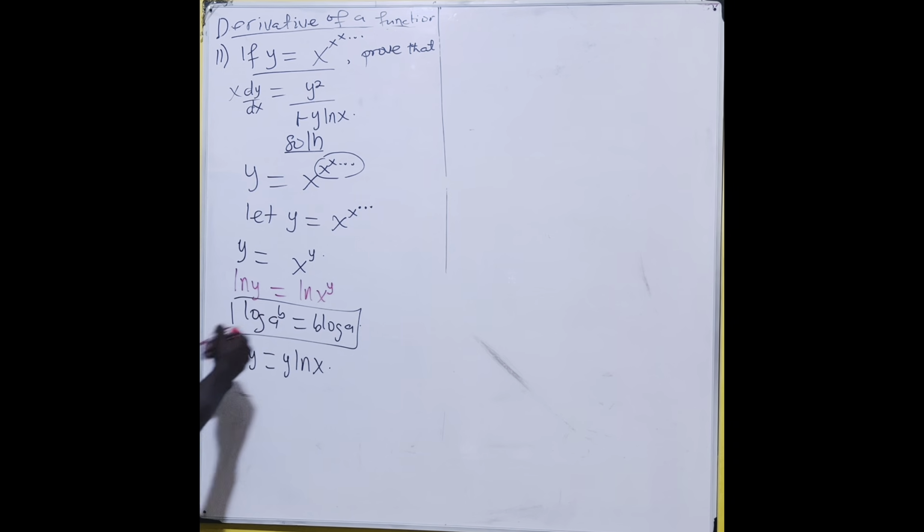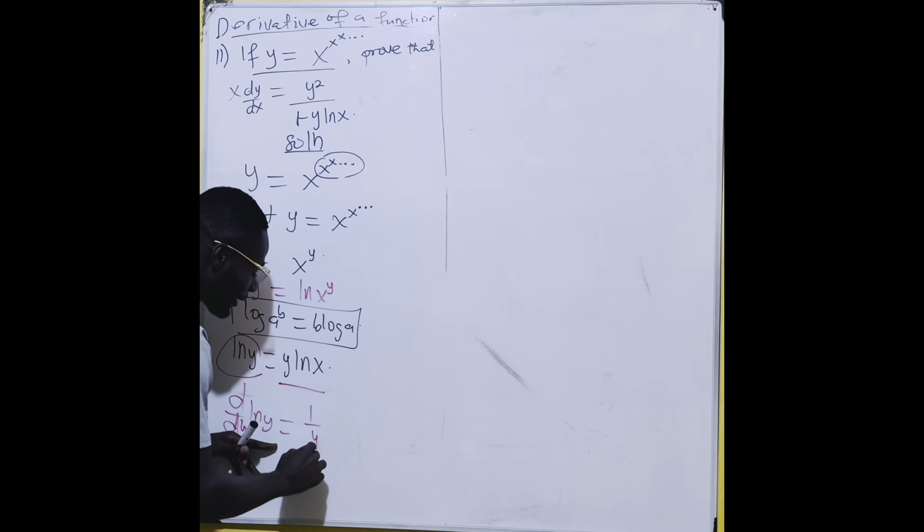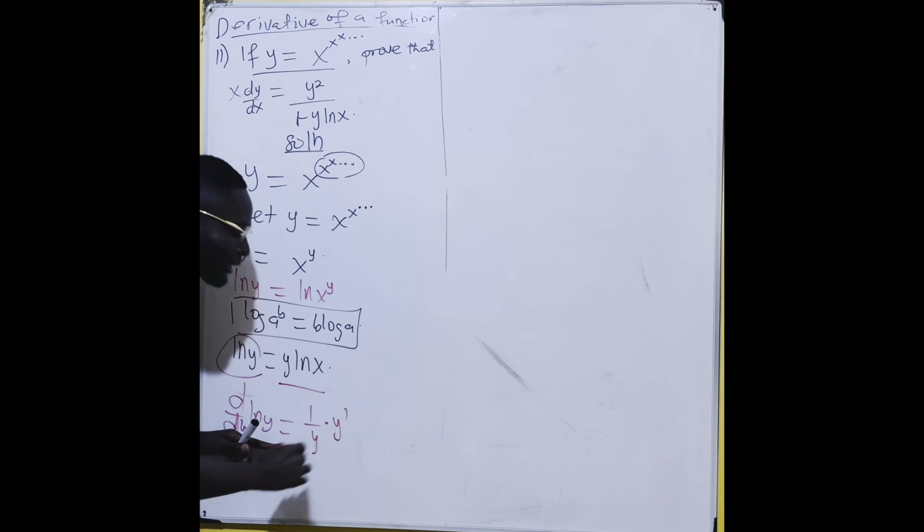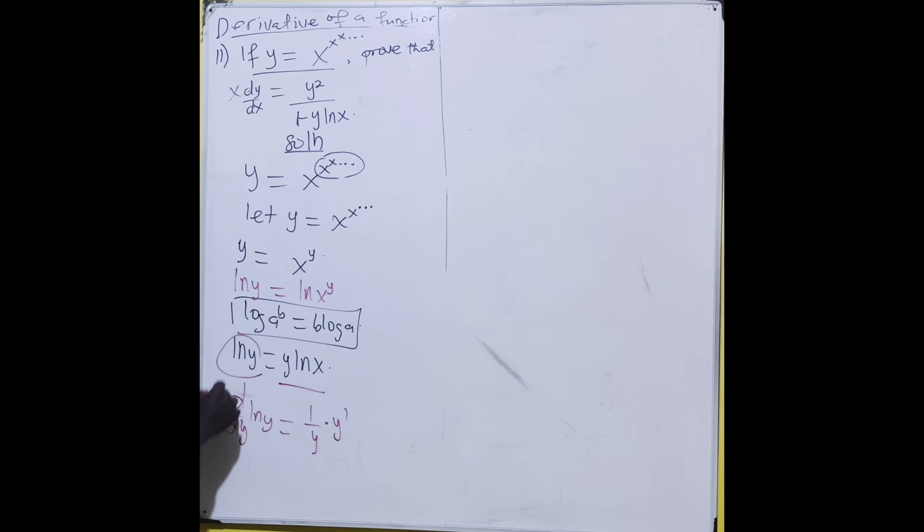From here, we are going to differentiate this side, then differentiate this side. Okay, let's begin with the left hand side. The derivative of ln y with respect to y, we take 1 over y times the derivative of y. So we have that side done.